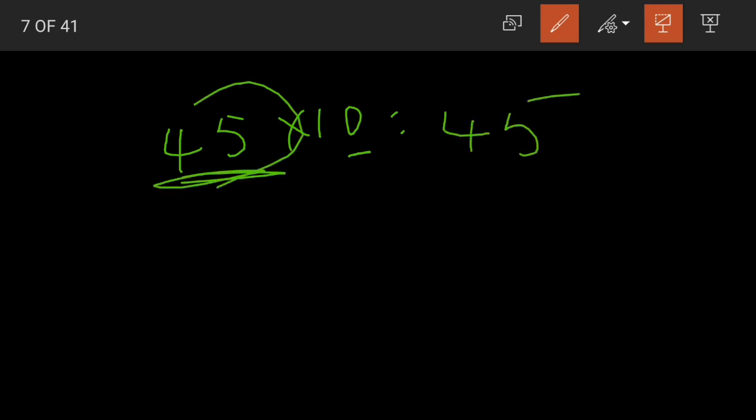Suppose I have 45 into 10. Now how many zeros are there in 10? 1. So even in the product, beside the multiplier, I should write 0. 1 0. Yes, 10 has 1 0.